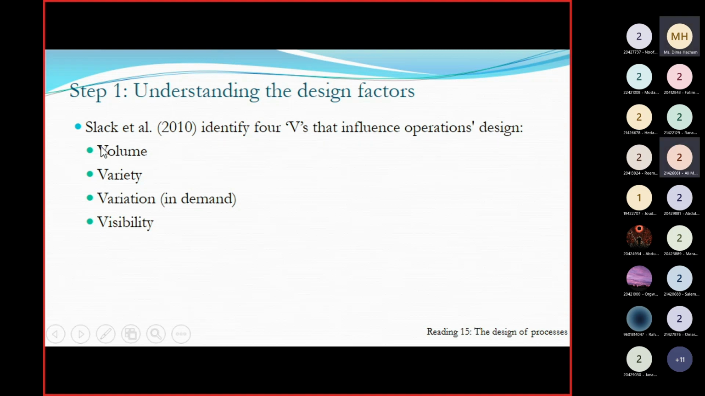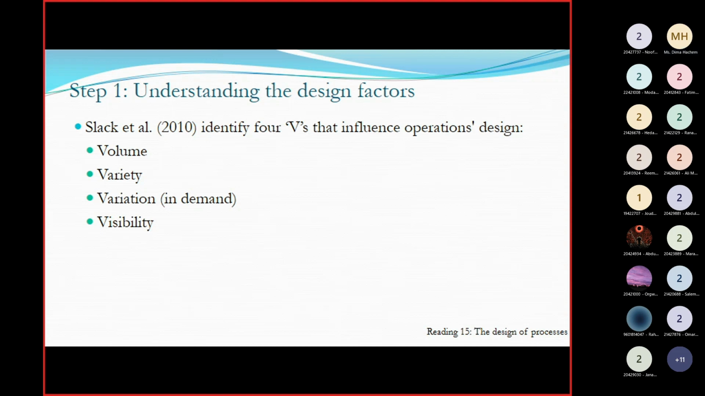Okay. The word volume, yes, anyone? Could be quantity. The quantity, absolutely, yes. This is what it means. The word volume means the quantity that I am producing. Now think about a restaurant or a fast food chain that produces very big amounts of sandwiches versus another chain that produces a smaller amount. The process design will be different.